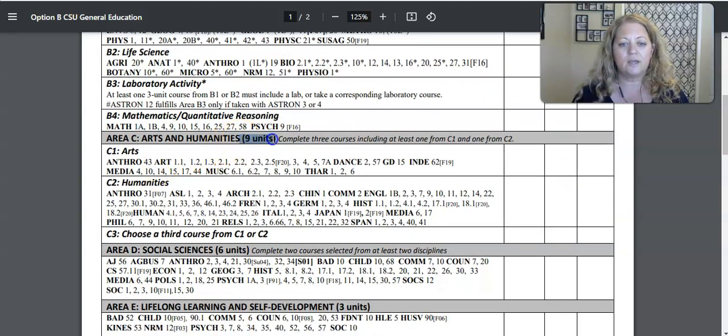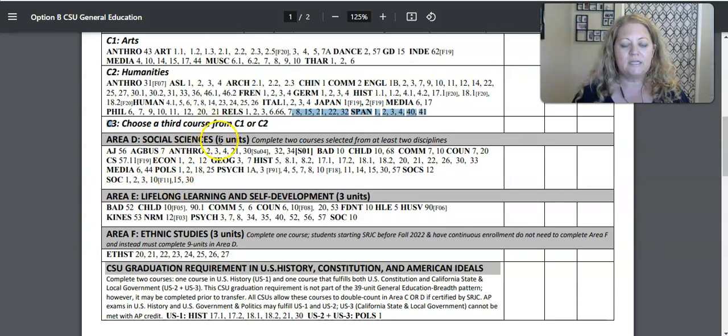Area C is also 9 units. You need 1 arts, 1 humanities, and the third from either section. Area D is currently 6 units. Now this changed recently. So if you have catalog rights prior to fall of 2021, then you could do 9 units in this section and not take ethnic studies, okay? But in 2021, they decided to make this Area D, social sciences, 6 units, and they added in Area F, ethnic studies, for 3 units.